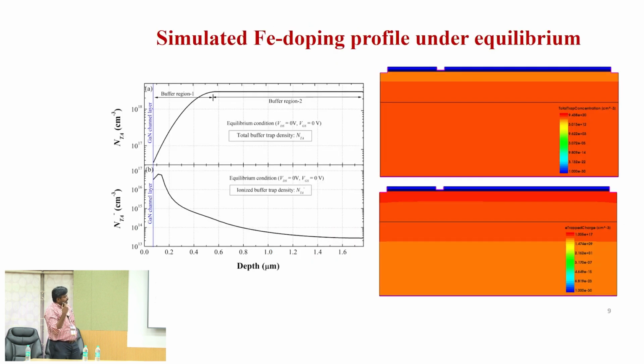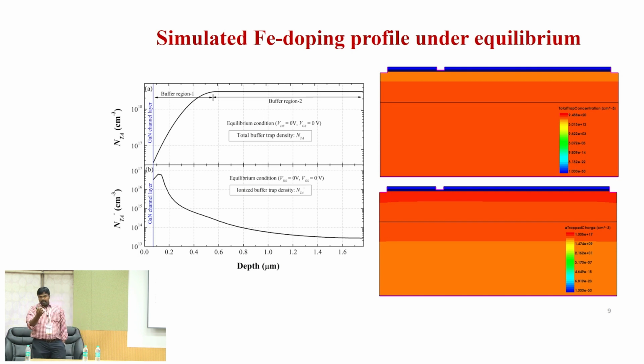Here, regarding the conditions, we have not exactly implemented the iron doping profile; just the iron-introduced trap level concentration is varied. It is under equilibrium condition only. Earlier we did the simulations assuming that the iron doping, the iron-related trap concentration, is uniform across the buffer layer. So we considered it like that.